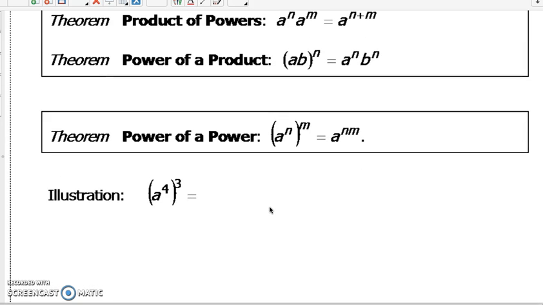So today we're going to talk about the power of a power. It's a lot of power there. So I have a to the nth power to the mth power. And essentially, this is when we get to multiply. All right, so let's illustrate this.